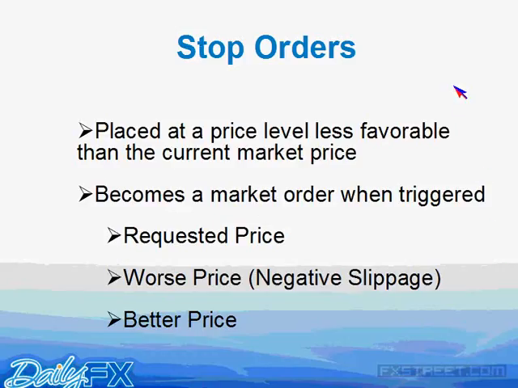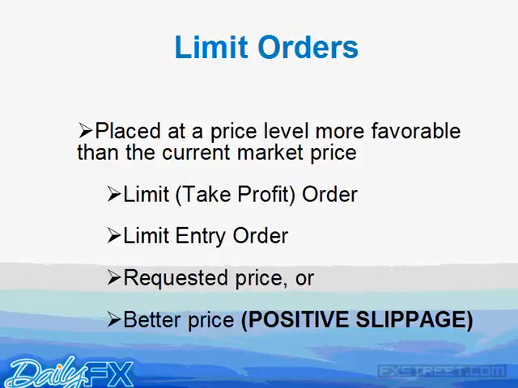Now, stop orders, this is placed at a price level less favorable than the current market price. So, for example, if I'm going long the dollar yen, I'm going to place a stop at a price below where the current market's at because I'm going to want to sell at a worse price than where I'm at right now. Sell at a lower price in order to get out of that long trade. It becomes a market order when it's triggered, and I could receive that requested price. I could receive a worse price, negative slippage. And it is rare, but it is possible also to receive a better price on the stop orders as well.